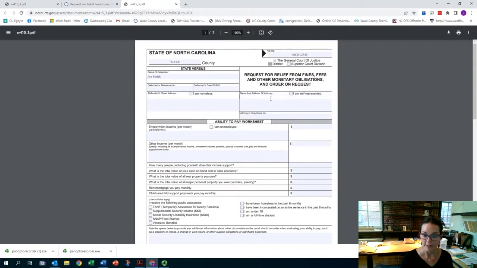You're going to go over here to the attorney box, and you're going to check the box that says I am self-represented. That means that you are proceeding on your own without the assistance of an attorney.